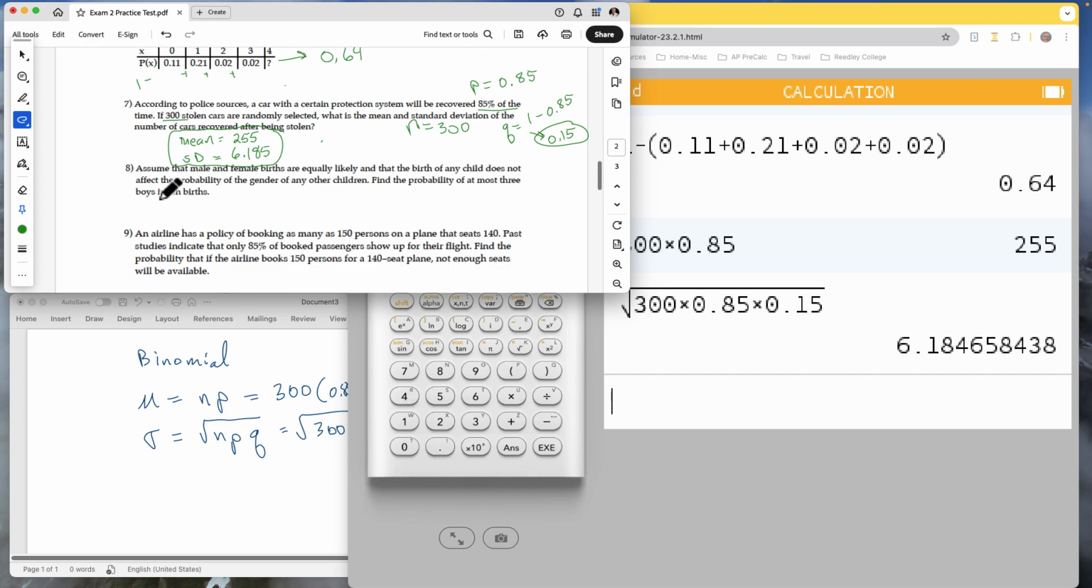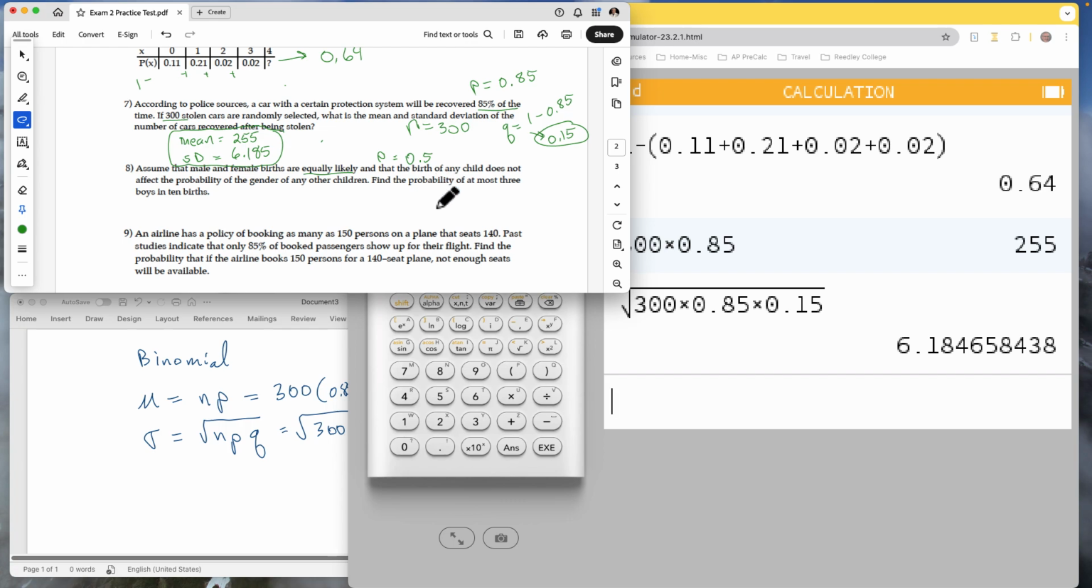Two more questions. Assume that male and female births are equally likely and that the birth of any child does not affect the probability of the gender of any other child. So they're independent. Find the probability of at most 3 boys in 10 births. So this is a probability, a binomial distribution. They're equally likely. That means that the probability of a success, p, would be equal to 0.5. Probability of failure is also 0.5.